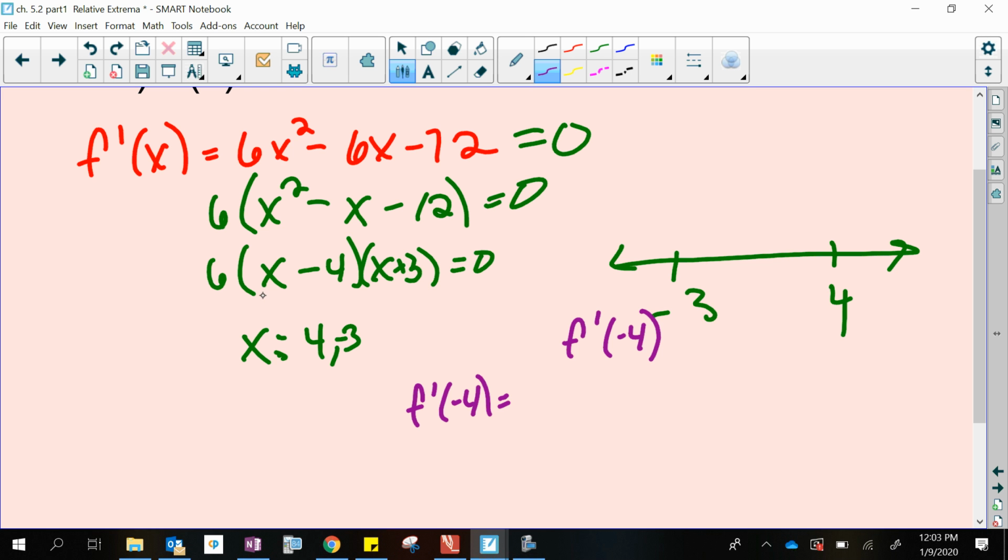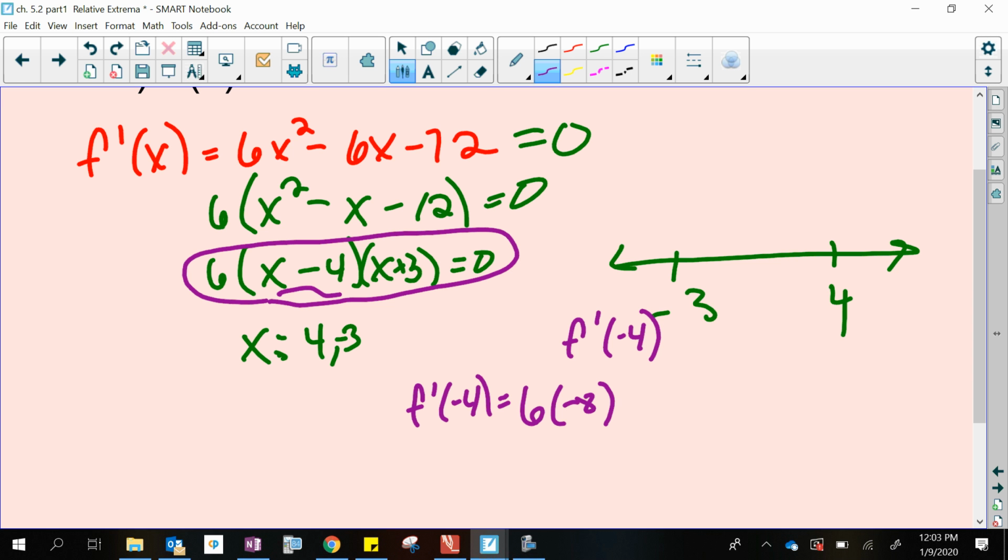So by plugging it into this, the factored form, right? So we bring down our 6. -4 minus 4 gives us -8, right? I'm plugging it into here. -4 plus 3 gives us a -1, right? Because again, we don't care what the derivative is at -4. We just want to know its sign. So this is going to be positive. Everybody agree with that? So it's increasing.